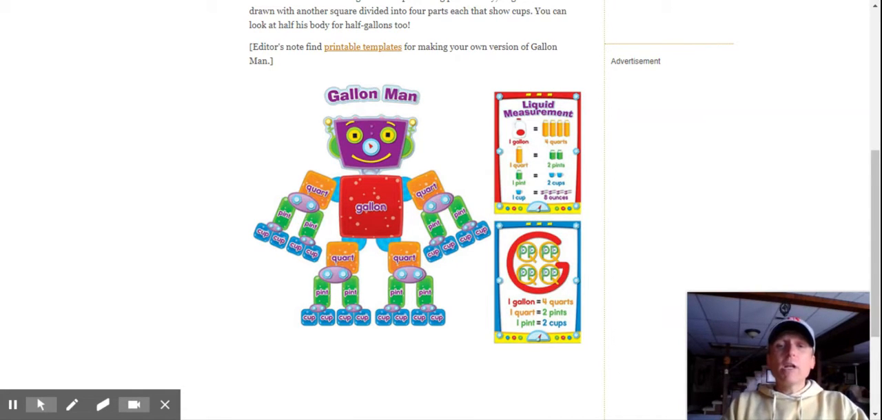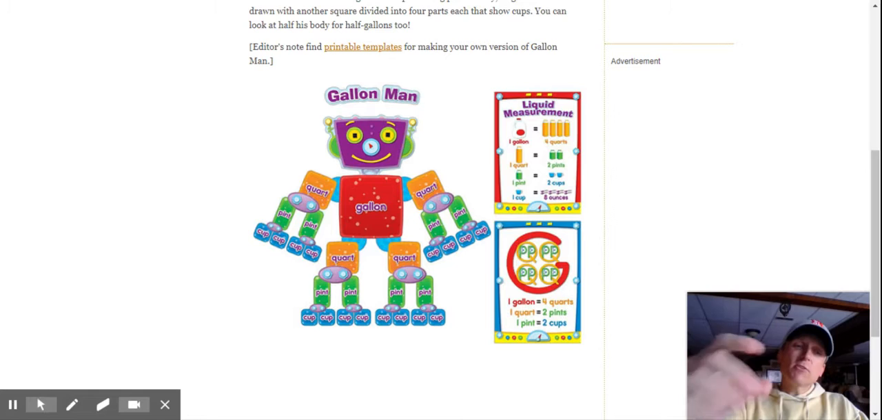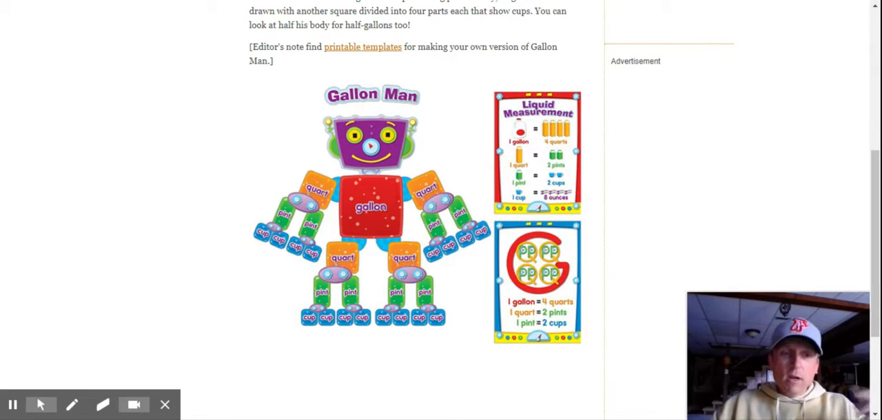So the first thing I want to do is look at this Mr. Gallon Man, and I want to figure out how many pints are in 1 gallon. So look at them. Let's count them up. Each arm, each leg. How many pints are in 1 gallon? As you count them up, you see there are 8 pints in 1 gallon. Okay? So there's 8 pints in 1 gallon.